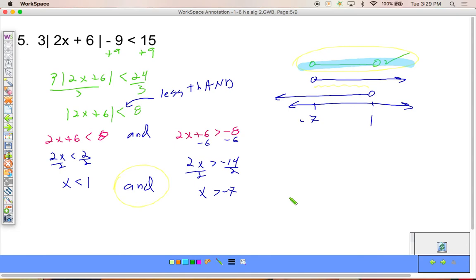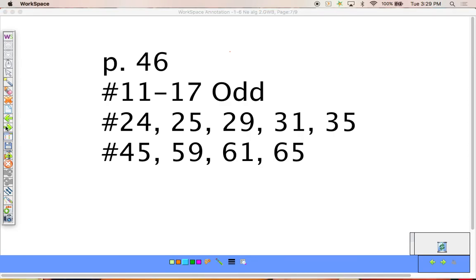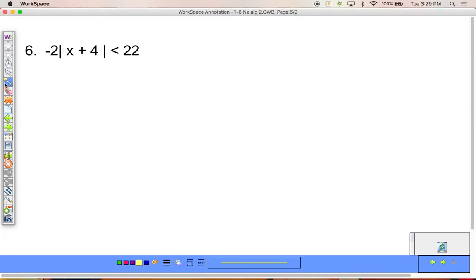All right, we'll do one more, I believe. Yep, one more. All right, so let's isolate the absolute value. Divide by negative 2. Because I divided by a negative, I switch my inequality to negative 11. So I get the absolute value of x plus 4 is greater than negative 11.